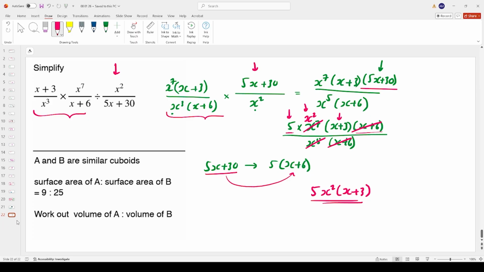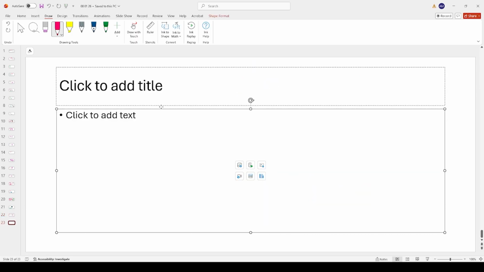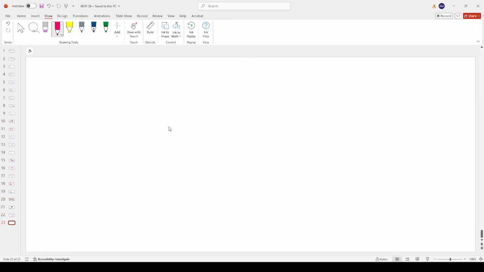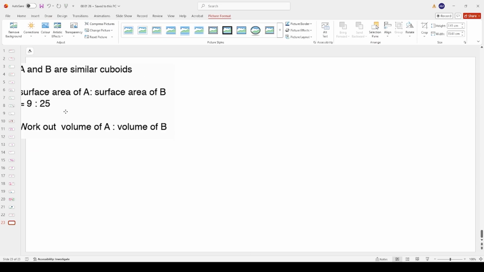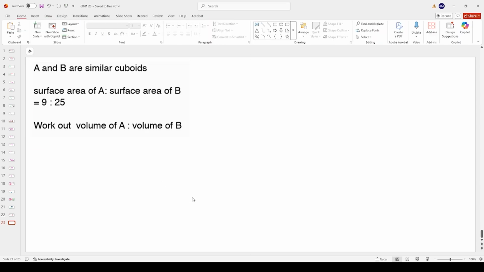Yes, you do, Josh. So I'm going to put this here. Alright, thank you for that. So we got two shapes, A and B. And they've given us information about surface area. And they've asked us about volume. And usually you'll get asked about length as well. So length, surface area or area, and volume. Put a table like this.